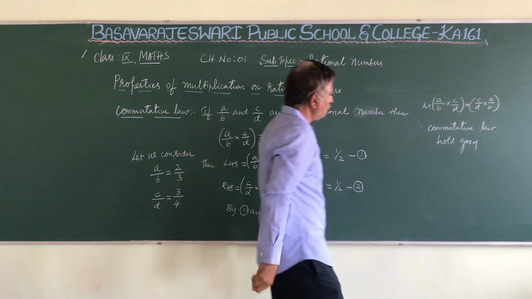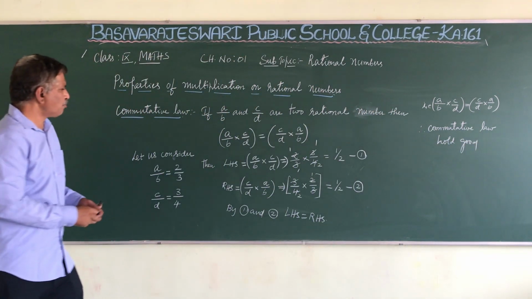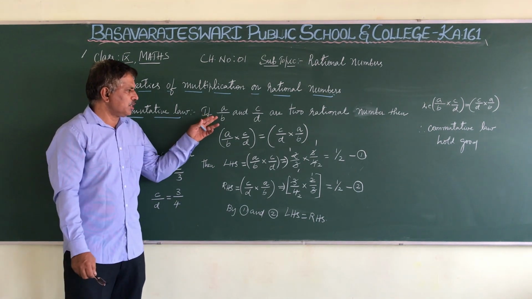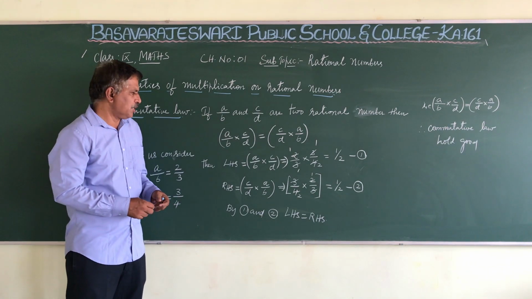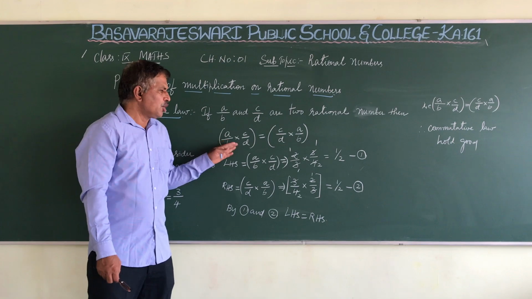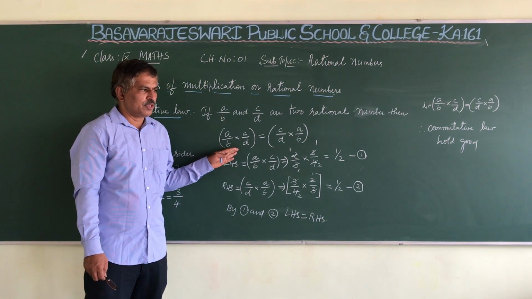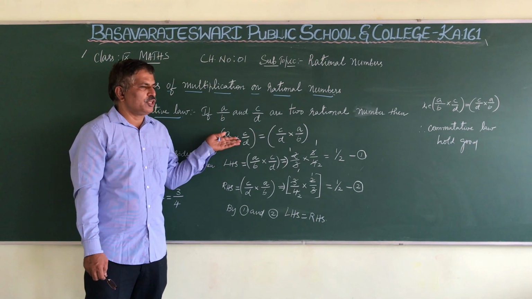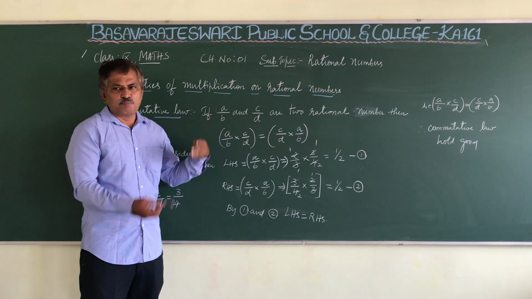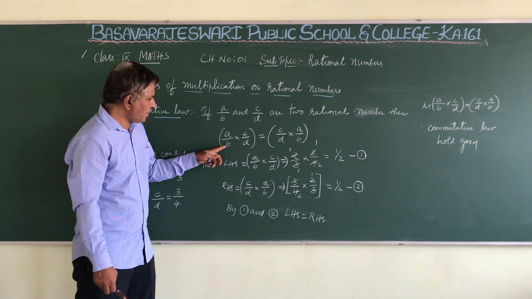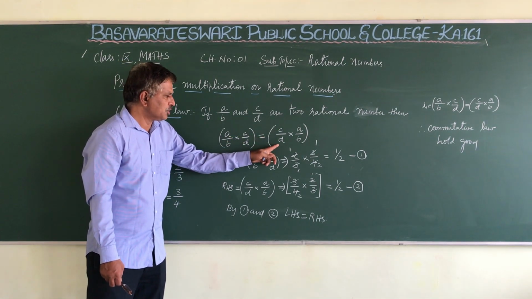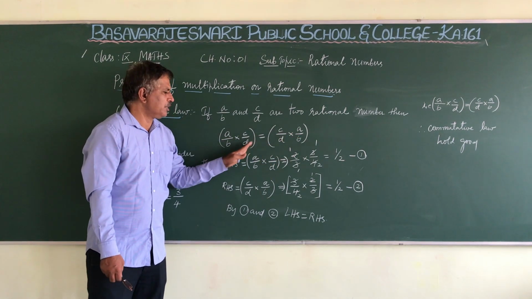Holds good. So let me explain. In order to prove it's a commutative law, we have to take two rational numbers. One is A by B, the other one is C by D. So what does the commutative law tell us? The product of two rational numbers should be equal to the product of the same rational numbers in the interchanged manner. That is A by B into C by D, I have interchanged here, which is equal to C by D into A by B. This I have to prove.